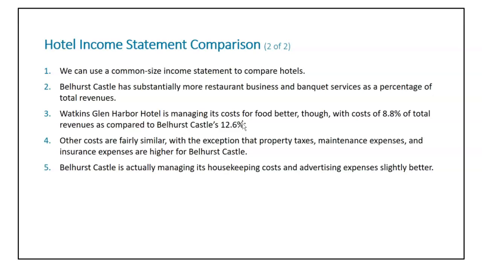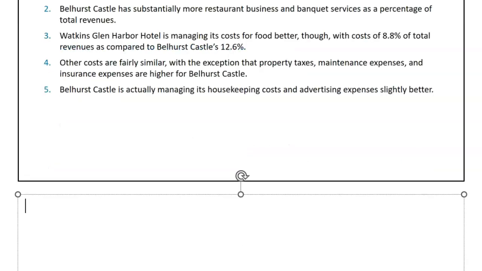It's hard to tell. Other costs are fairly similar, with the exception of property and maintenance, which are higher for Belhurst Castle. I think it's closer to New York, right? I don't know why. And Watkins Glen is actually managing its housekeeping costs and advertising expenses a little bit better. But be careful about cutting advertising. Without any marketing, we're out of business. So those are dollars well spent. And I think that's it.